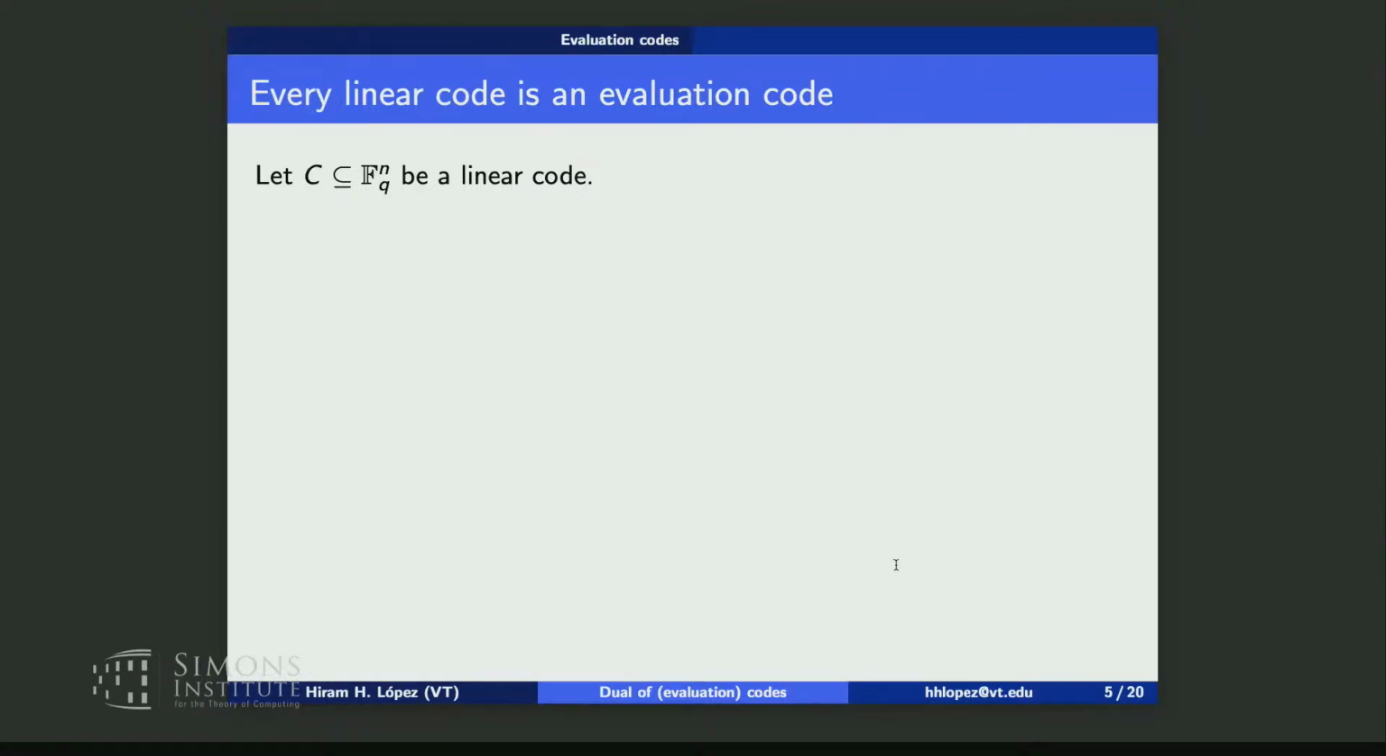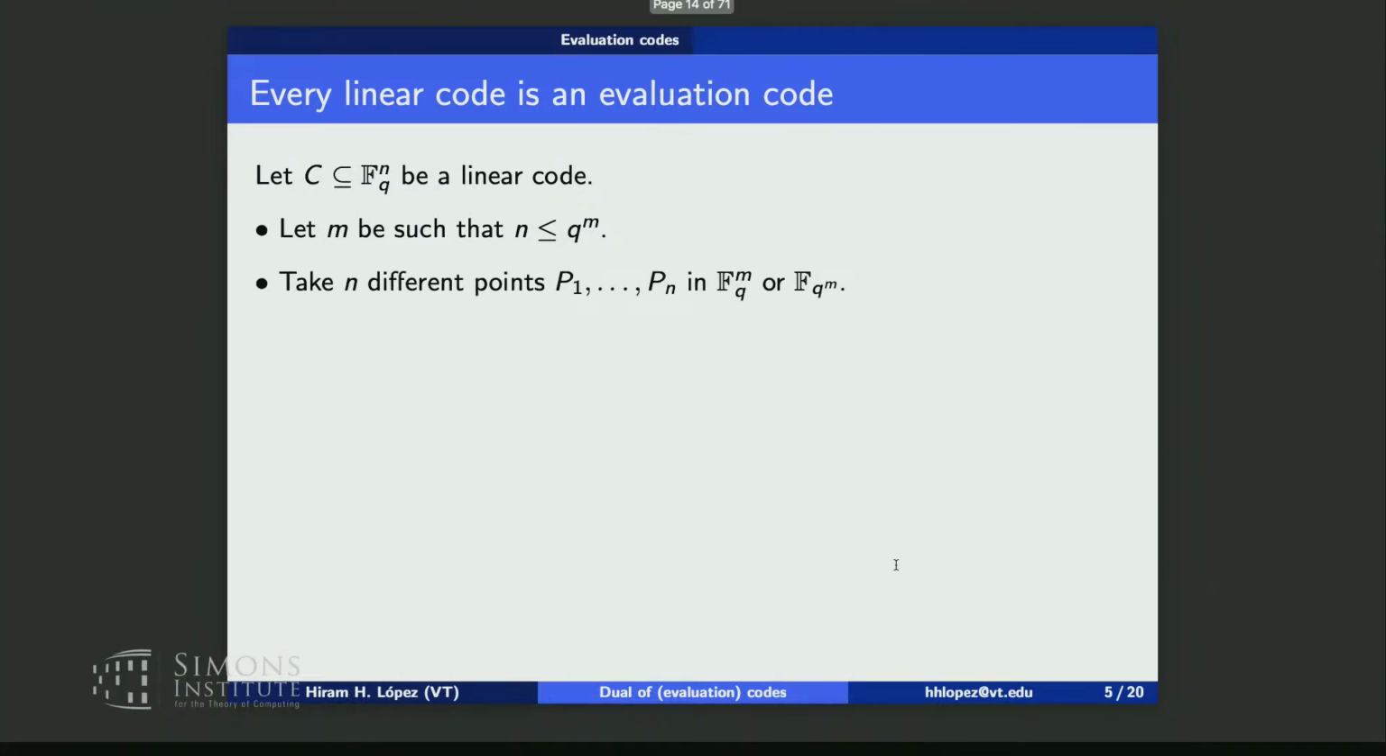We have a certain code over F_q and length n. It may happen that n, as usual, is larger than q. It doesn't matter. So take m in such a way that now n is less than the power of that number, q to the m. Okay? And now take n different points, the points that you like, the points that you prefer.